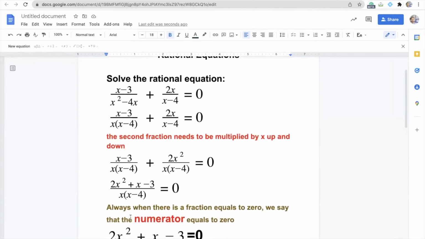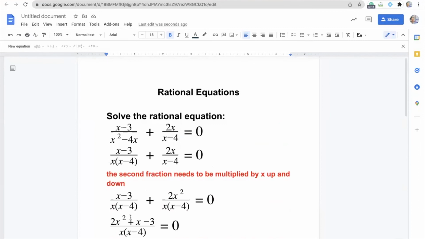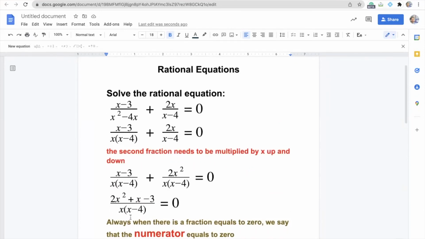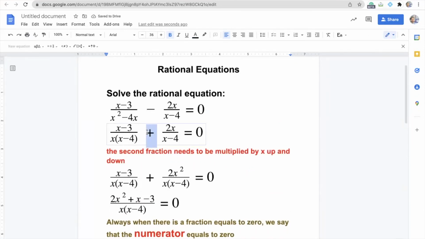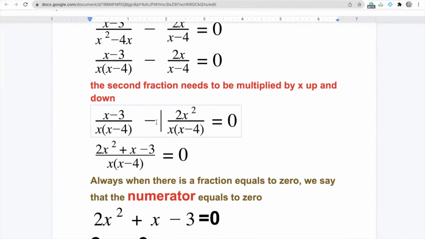This is the way how we solve rational equations. Now I will change the same question and make it minus. Don't worry, same procedure, now with a little difference. x minus 3. The 2 becomes negative.